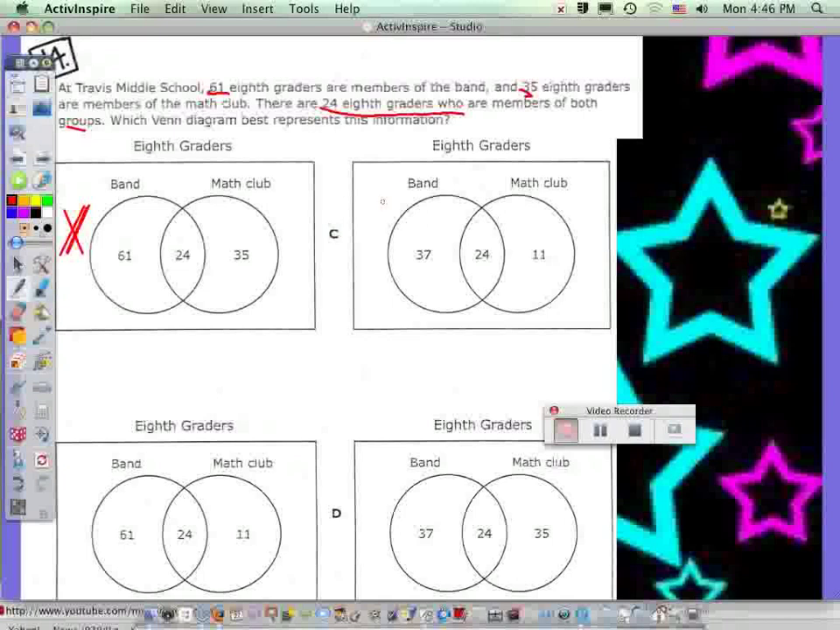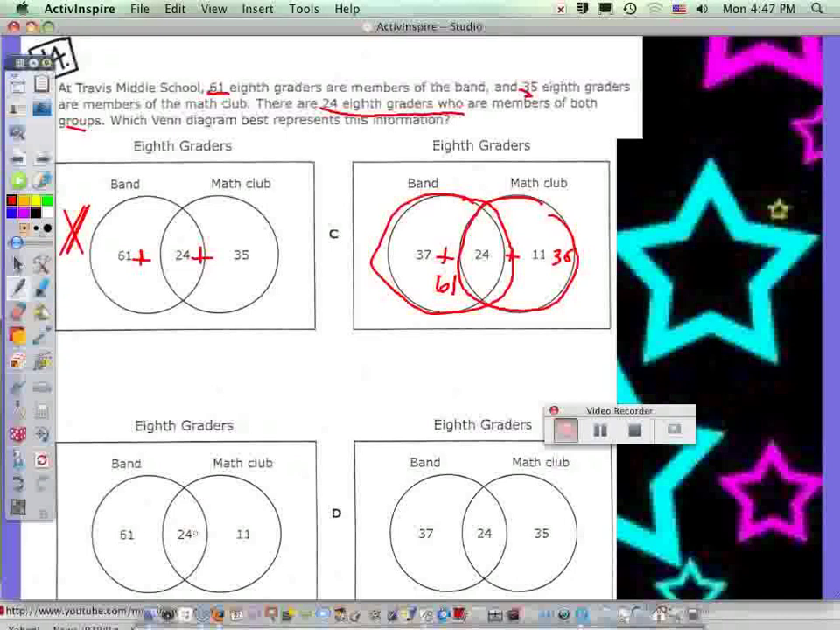What they're saying is within the 61 and the 35, 24 share that common interest. Because if you add all these numbers up, that's going to be too many kids. It doesn't make any sense. Do y'all understand that? It doesn't make sense. So everybody in band total should come out to 61, which is true in this case. Everybody in the math club should come out to 35, which is true in this case.